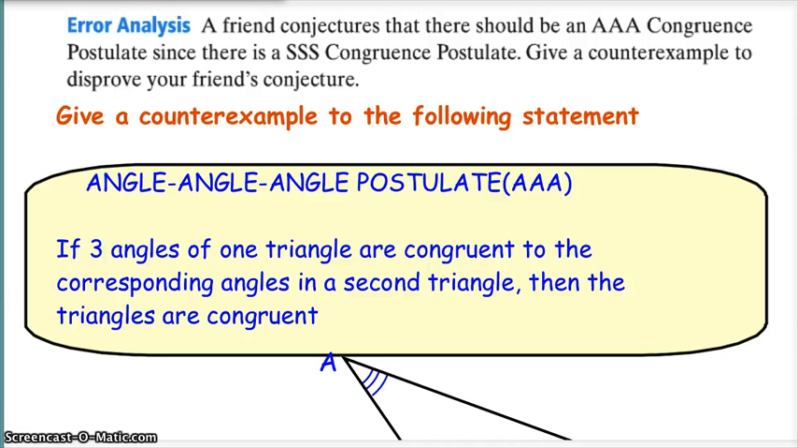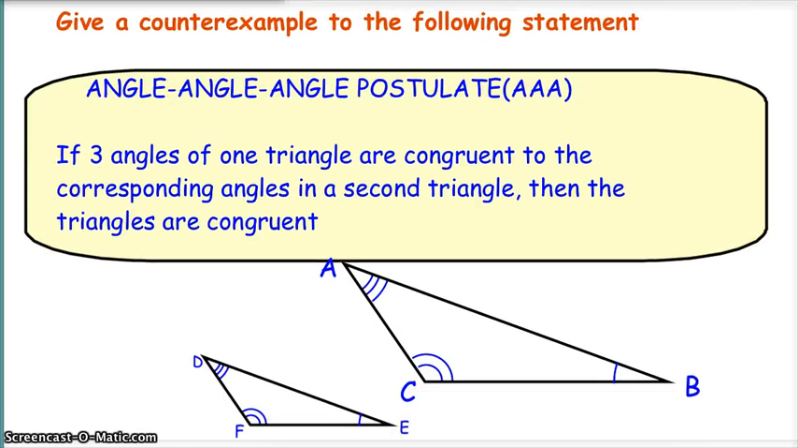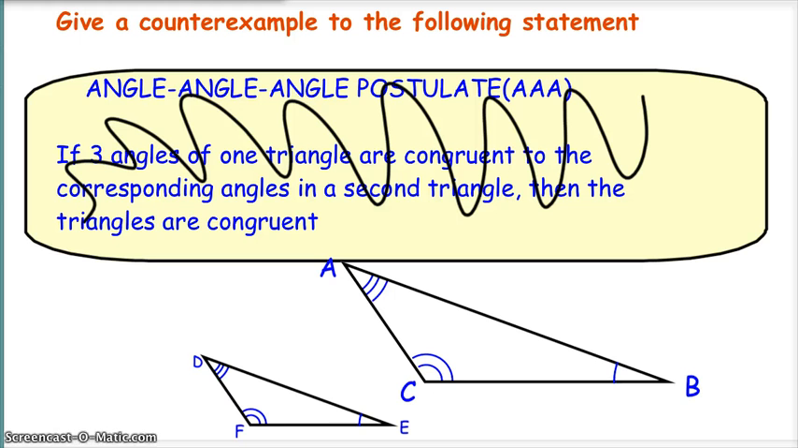Error analysis. A friend conjectures that there should be an AAA congruence postulate since there is a side-side-side congruence postulate. Give a counterexample to disprove your friend's conjecture. We did this already in regards to the exploration. So this is a made-up postulate. It doesn't actually exist. This is the conjecture. Why does this not happen?